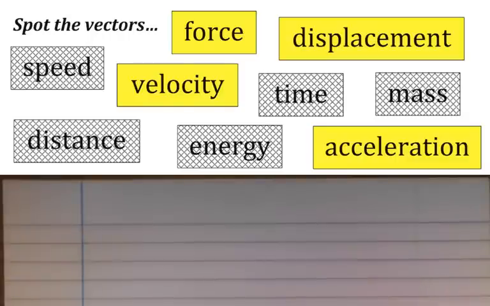Now, one I could have mentioned, so we've got force here, and just remember as well, weight. That's something else you could be asked about. Weight is, of course, a force measured in newtons, so weight is also a vector. But these are the main ones you would need to identify as vectors from that list. Okay, so nothing to write down there.